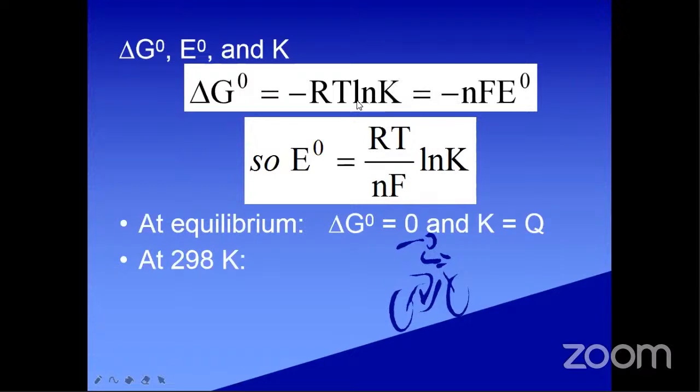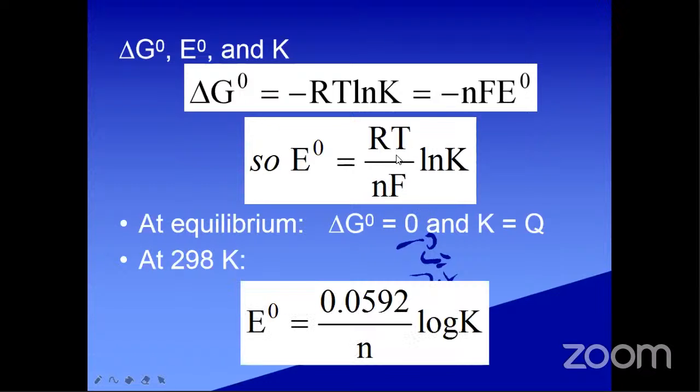From this, minus RT ln K equals minus nFE naught. Here minus gets cancelled on both sides. Now we have to calculate the E naught value. Then E naught equals minus RT divided by nF, because nF is multiplied on the other side, it will be divided. So minus and minus get cancelled: E naught equals plus RT by nF ln K. This is the standard equation.